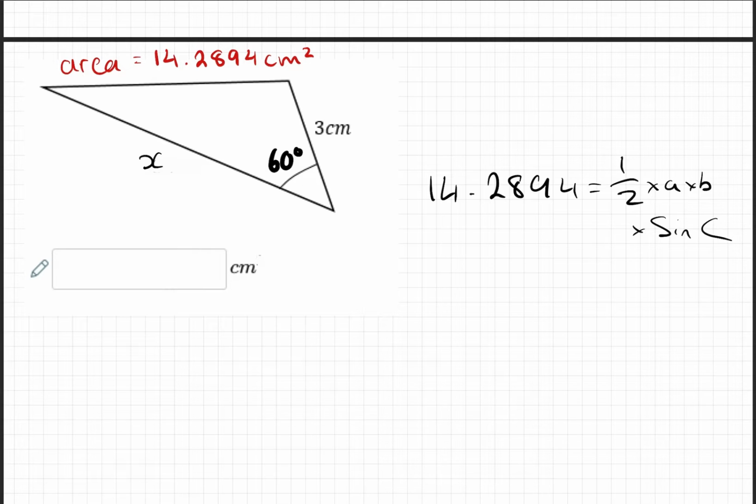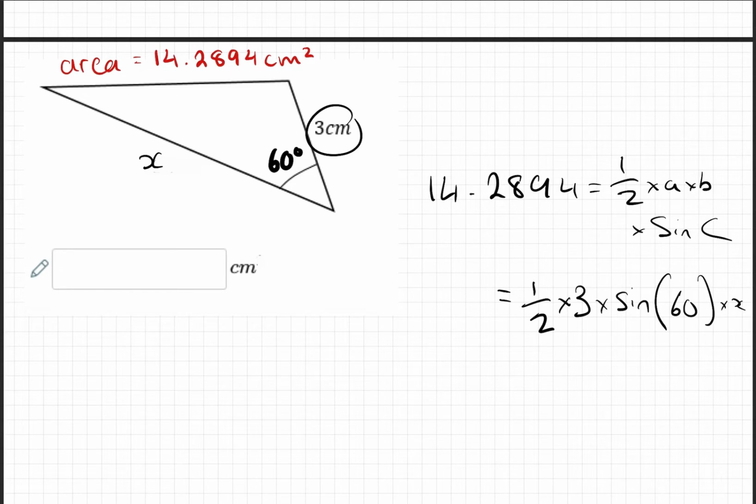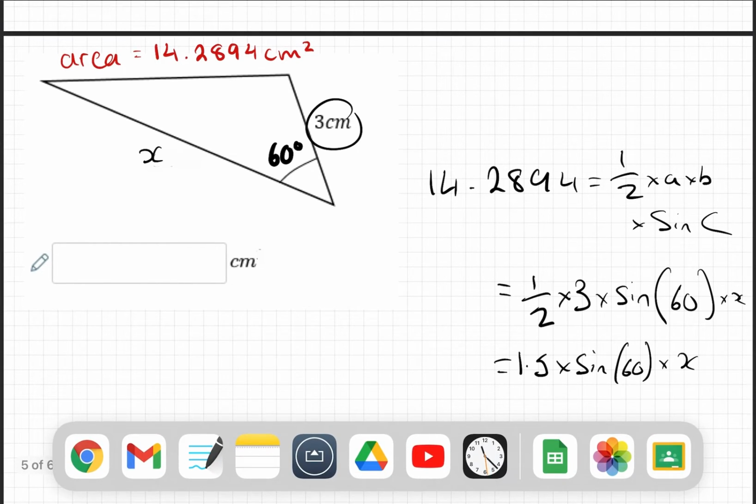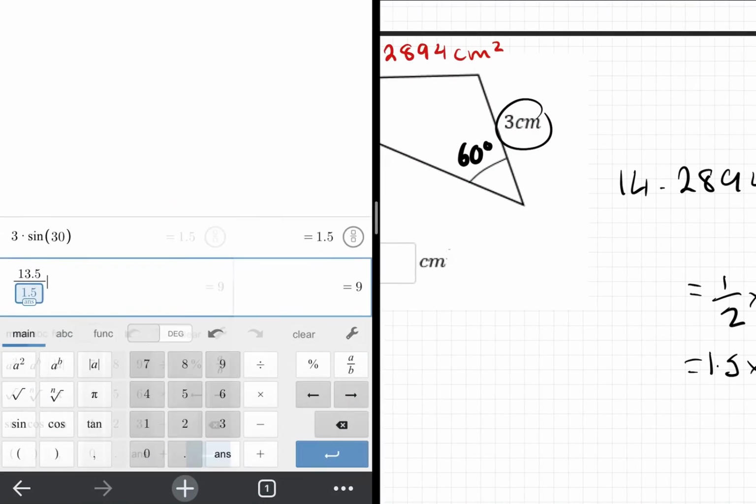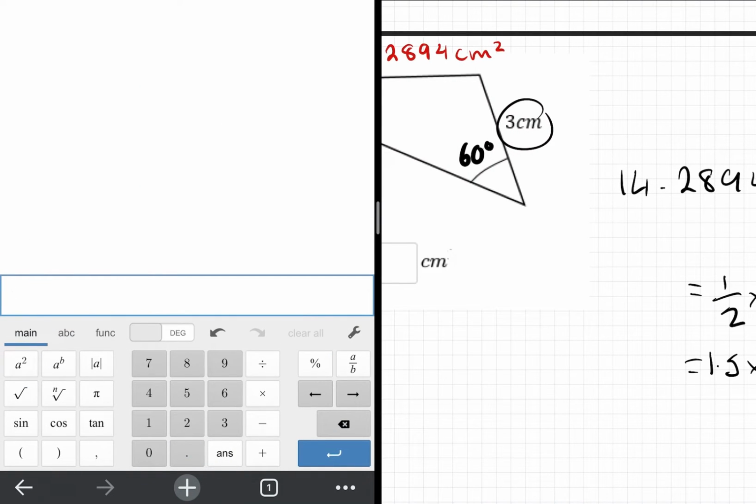So what do we know? Well, C is 60. We've got that here. So equals half. We know one of our sides 3 times sine of 60 multiplied by our unknown of x. So 1.5 times sine of 60 times x equals our 14.2. So I'll get our calculator back again, so we should keep this up for the time being.